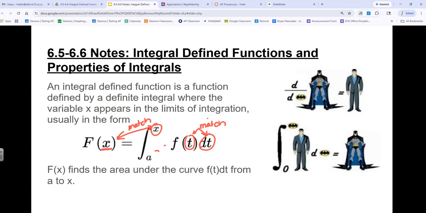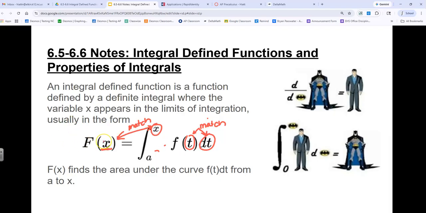This variable is a lot of times just a dummy sort of variable. X is what you really want there, but whenever you take a derivative of this, like we were doing last night, then you end up having to plug that x in there. Capital F of x finds the area under the curve of lowercase f here. Often, not always, but often they'll use a capital F for the integral defined function, and then they'll have the lowercase of that letter as the function here.